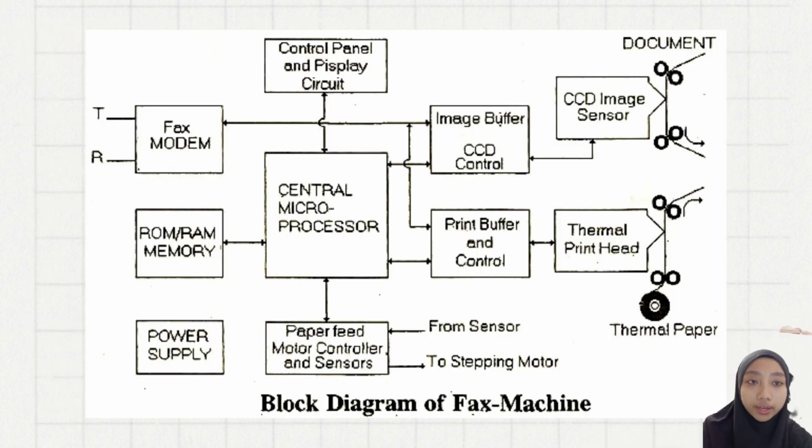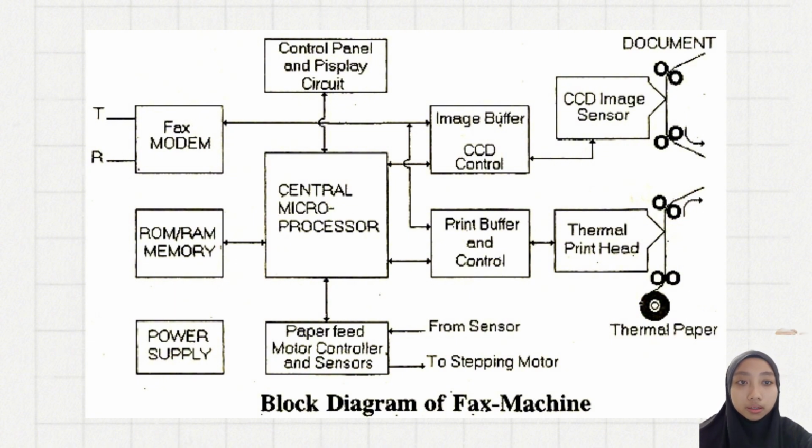In spite of the fact that the fax machine is small in appearance, it incorporates a large amount of electronic and mechanical components into its operation. A simplified block diagram of the fax machine is shown in the figure. Central microprocessor. It is the heart of all fax machines because it manages all the operation of the machine and coordinates the flow of data into and out of the system.